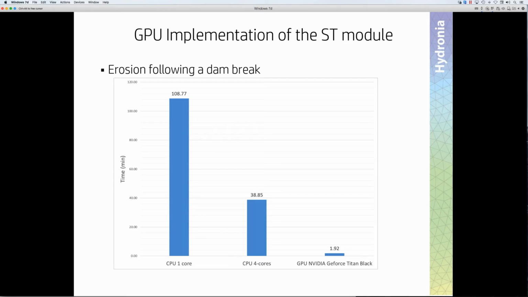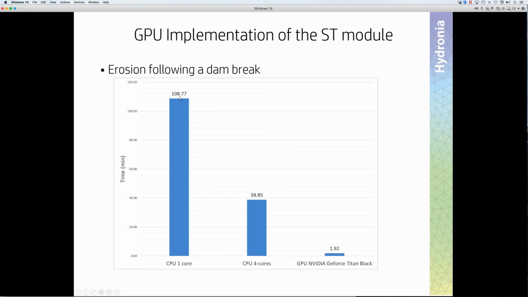For example, this is an example of erosion following a dam break from the paper I mentioned. And here you have the times in minutes. With CPU 1 core, it takes 108 minutes. With 4 cores, it takes 38 minutes. And with the GPU version, it takes 1.92 minutes. So this is a significant change.